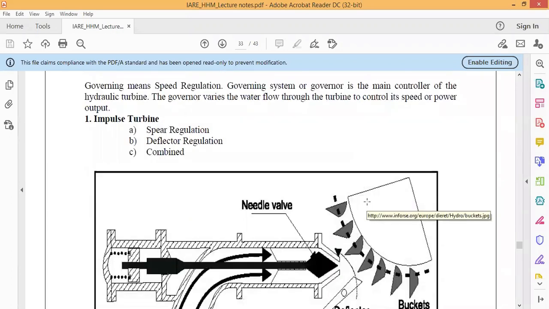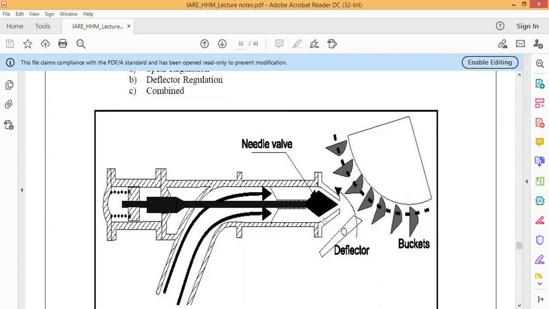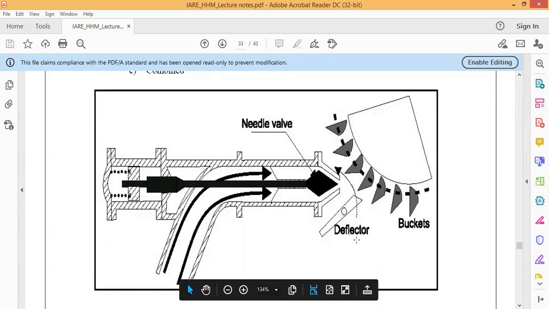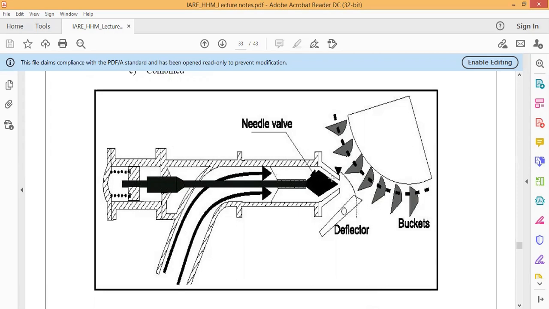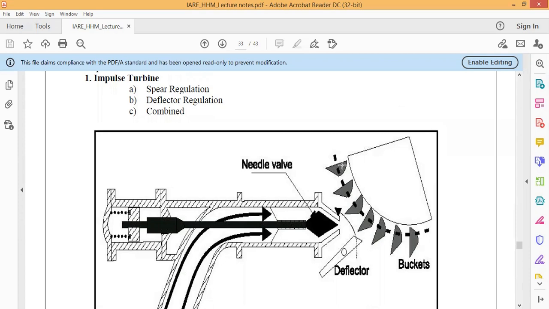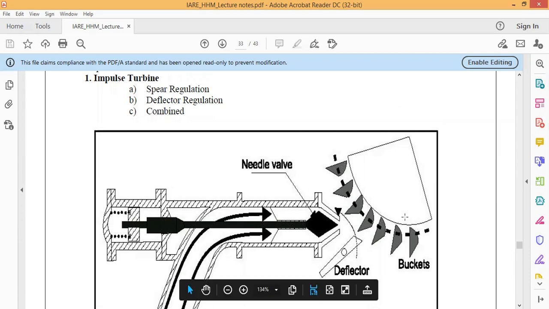So first one we have is the impulse turbine. In this we have three sections: the spear regulation, the deflector regulation, and the combined one. So here you can see by means of a picture, this is the deflector actually. Here this is the penstock from where the water is allowed to pass through as a jet. Okay, now it is falling over the buckets, the number of buckets of the various turbines you have seen.